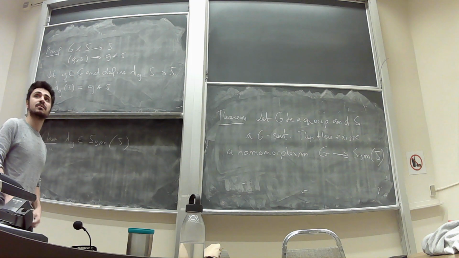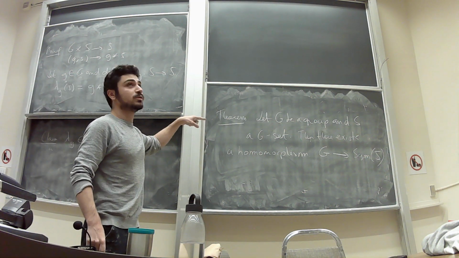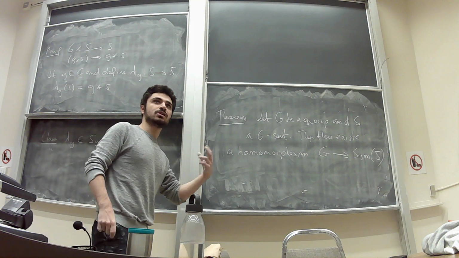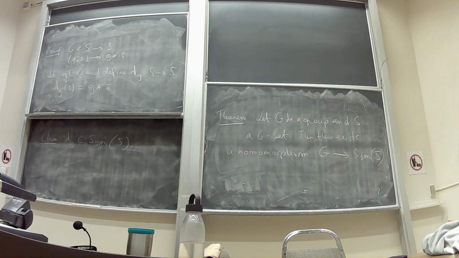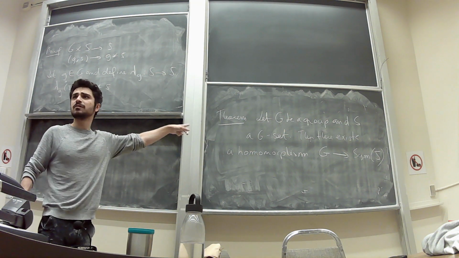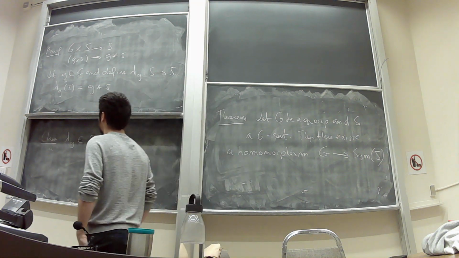What does G-set mean again? It's a set on which G acts. So you have an action of G on S. The set is a G-set. I defined this before, right? So lambda g belongs to the symmetric group on S.